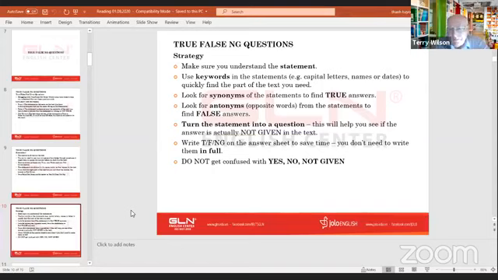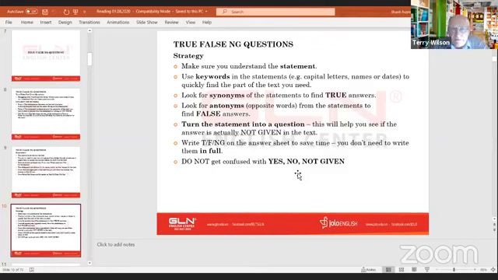So let's look at a strategy. Make sure you understand the statement. Use keywords in the statement, for example, capital letters, names, or dates, to quickly find the part of the text you need. Look for synonyms. Synonyms are really important. So synonyms of the statement to find true answers. Look for antonyms. So antonyms is the opposite from the statement to find false answers. And turn the statement into a question. This will help you see if the answer is actually not given in the text.